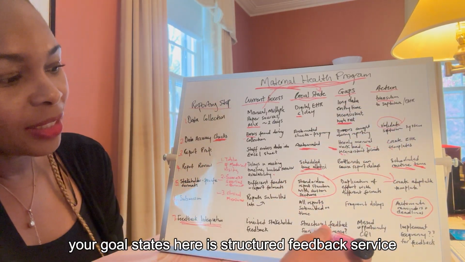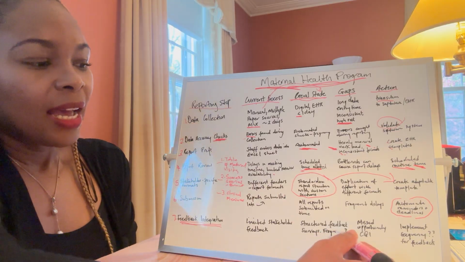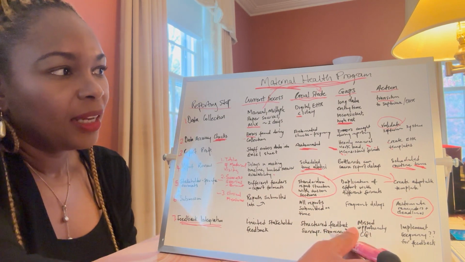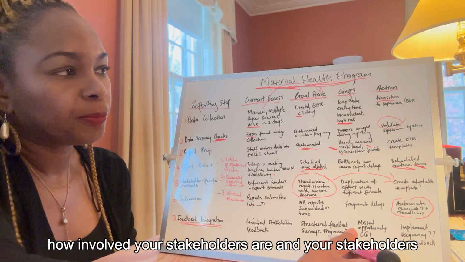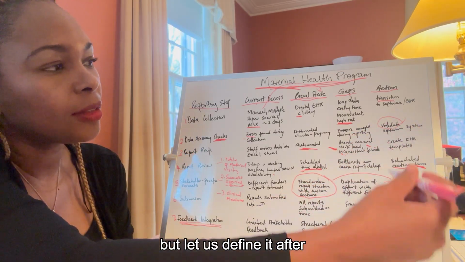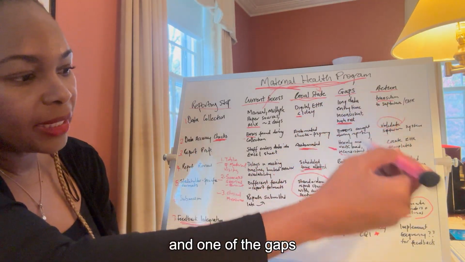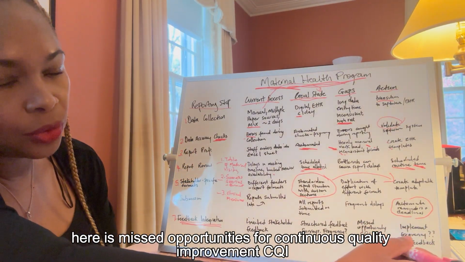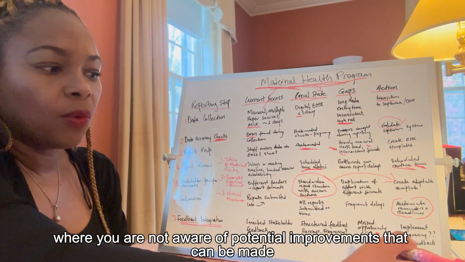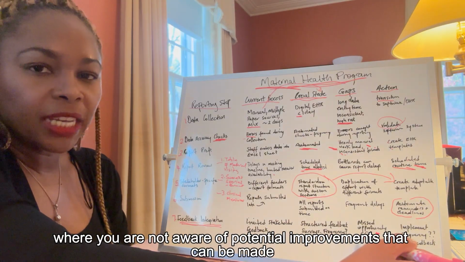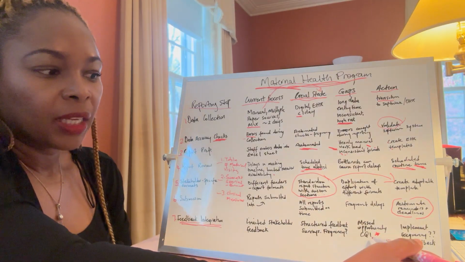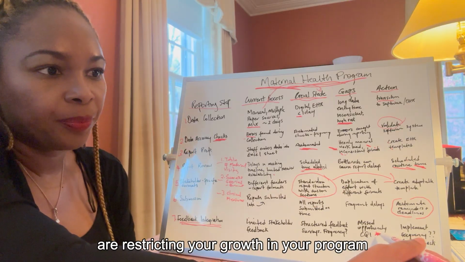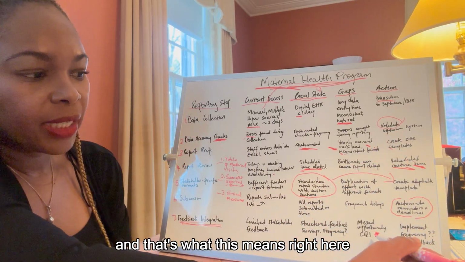Your goal state here is structured feedback surveys. The frequency, I think, is up to you based on your circumstances, your setting, how involved your stakeholders are. And your stakeholders, we should maybe define that, but let us define it after. And one of the gaps here is missed opportunities for continuous quality improvement, CQI. Where you are not aware of potential improvements that can be made, then you are limiting or restricting your growth in your program. And that's what this means right here.